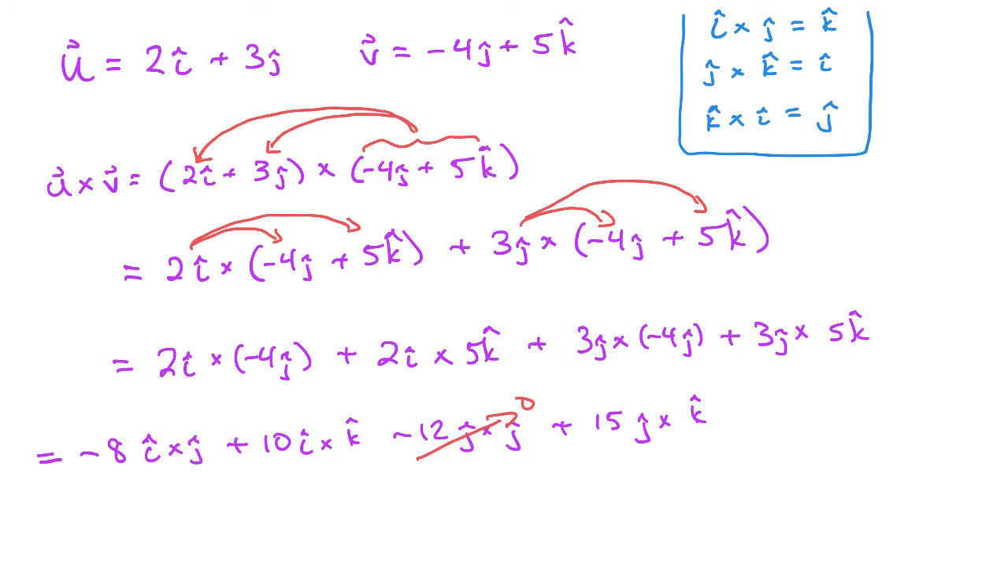And so what we then have is our i cross j becomes a minus 8k. Our i cross k, well, that's the negative of k cross i, so that becomes a minus 10j. And j cross k gives us i, so we have a plus 15 times i. And so what do we have as our vector for u cross v? We have the vector 15, negative 10, and negative 8.